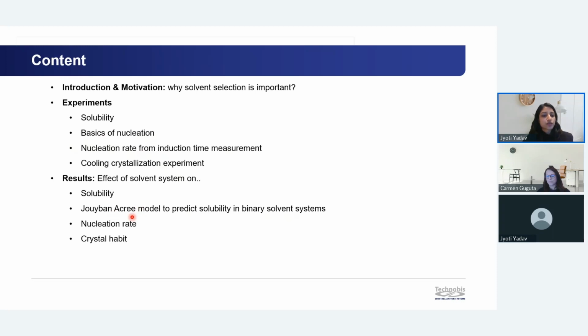Then the effect of solvent systems on nucleation rate and crystal habit. From crystal habit, we will see how the Crystalline instrument uses AI in predicting crystal shape, crystal size, and particle size distribution. And in the end, we will summarize this webinar with some conclusions.